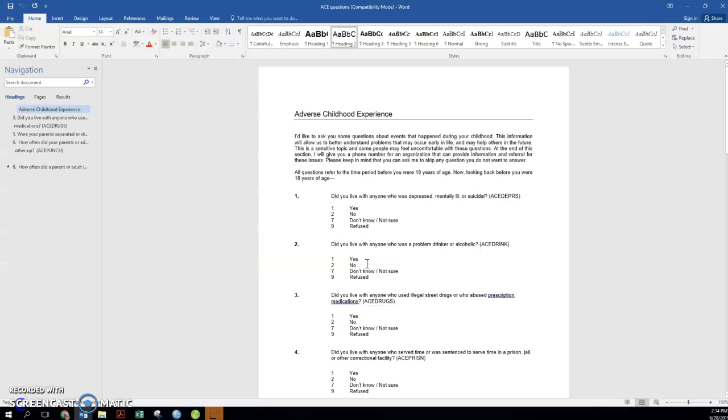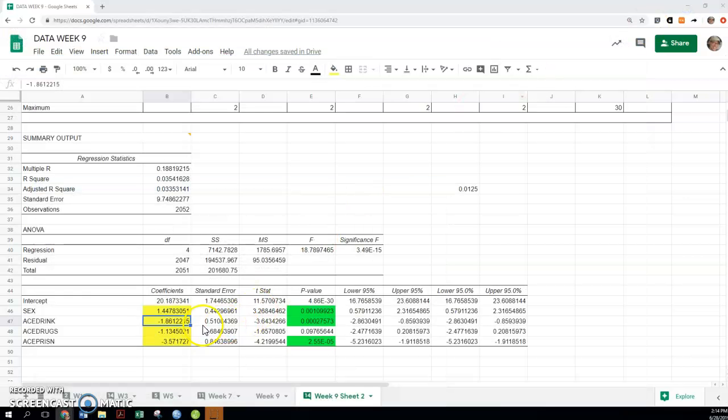So let me pull up the survey, and of course we've taken out the 7s and 9s. As we move up 1 unit on this variable, in other words, as you go from a yes answer, a student who lived with someone who was a problem drinker, alcoholic, to a no answer, we're moving from a 1 to a 2. As that would happen, we would have negative 1.86 predicted on average more days of poor mental health.